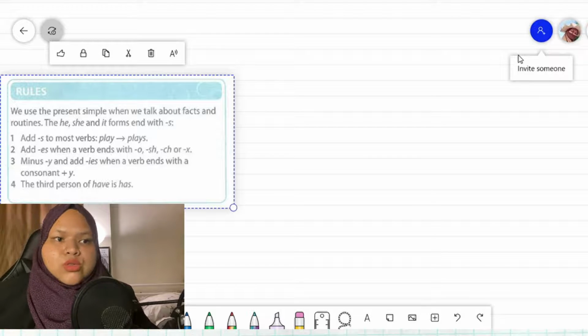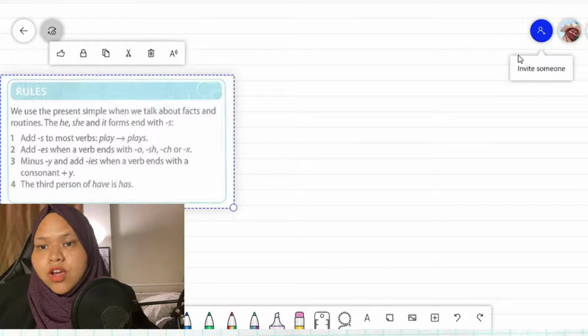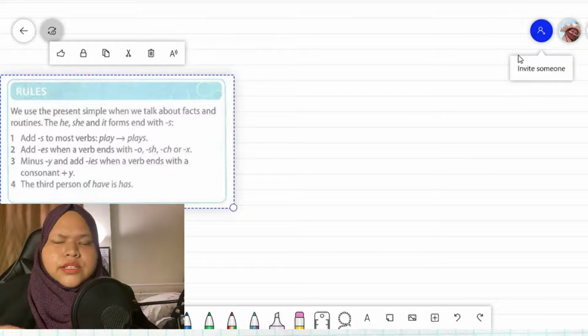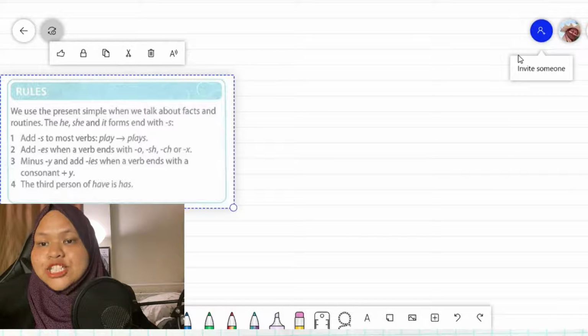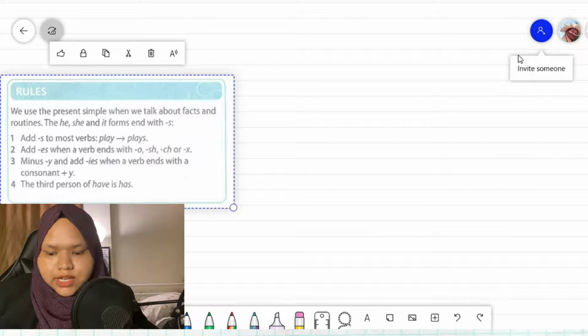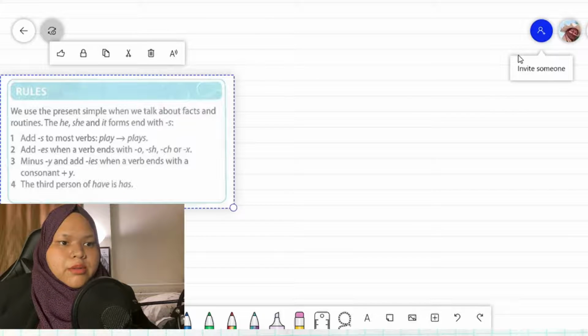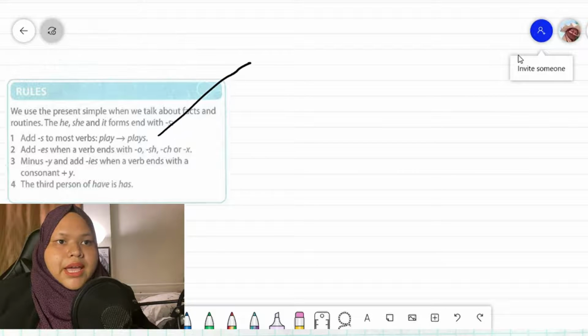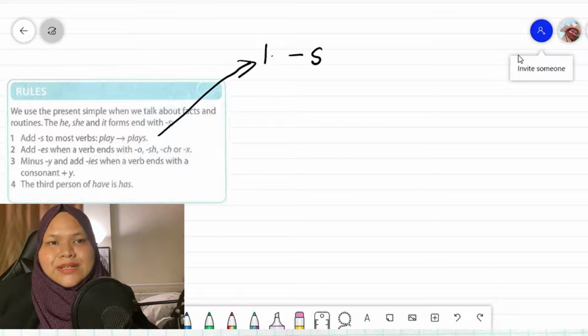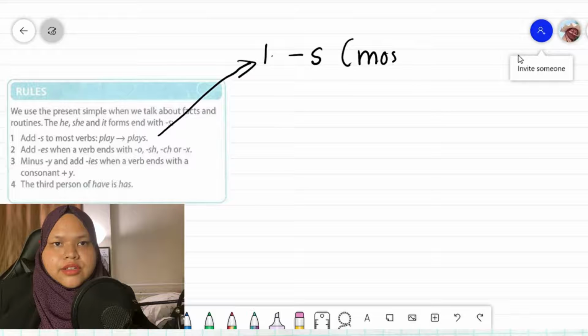Can we add S to all verb? Boleh tak tambah S dekat semua verb? The answer is no. Cannot. Tak boleh tambah S dekat semua verb. Kena ada syarat dia. Dia ada beberapa syarat. Okay, let's look at the rules one by one. Okay, rule number 1 untuk syarat yang pertama. Tambah S, we add S to most verbs. Kebanyakan kata kerja kita tambah S. Okay, S sahaja kebanyakan, but not all.